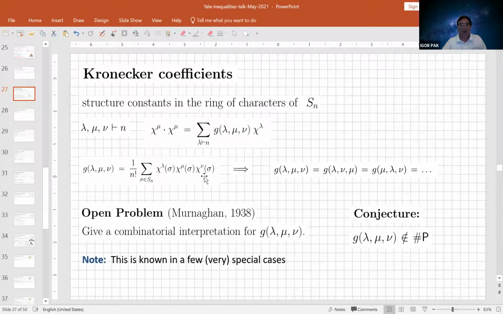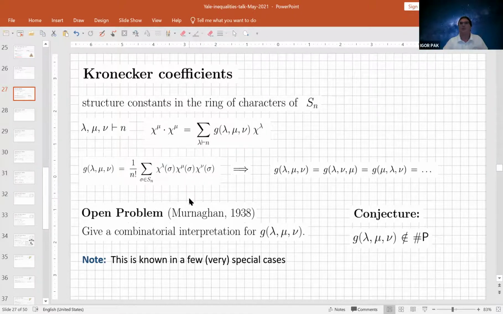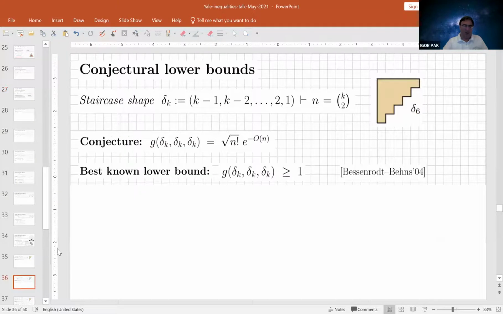And sure. Characters, even on a Maniac computer, people computed characters. So very small Kronecker coefficients you can compute right away, but large ones you cannot. I see. There's a conjecture here that it's not even in #P. That's correct. Okay. We'll get to that. I have a couple of slides at the end on the complexity.